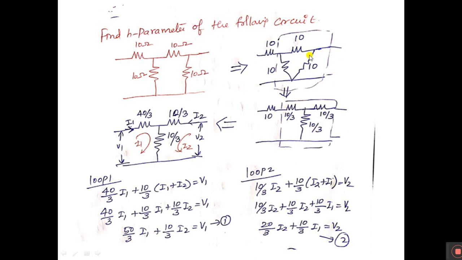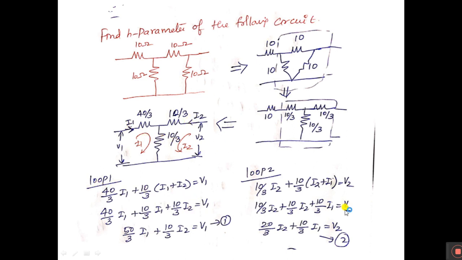You know the basic idea: if all the values in delta are the same, just divide by 3. So 10 by 3, 10 by 3, 10 by 3. Now these two are in series, you can add them: 40 by 3 here, 10 by 3 here, 10 by 3 here. Now you get only 2 loops. The current entering here is I1, the current entering here is I2.